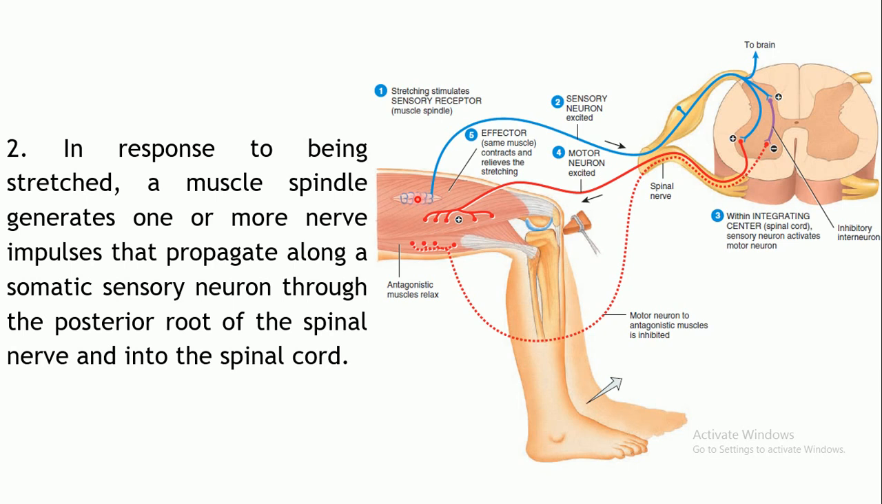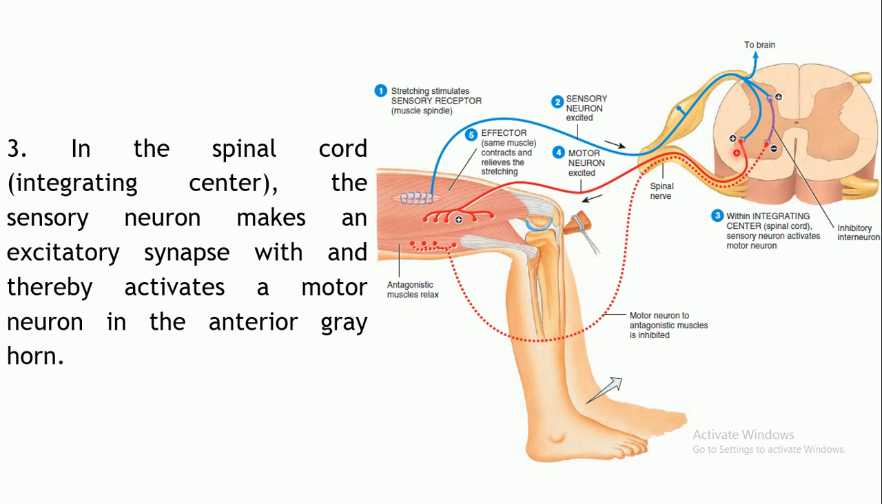So these particular nerve impulses which are generated are carried by the somatic sensory neurons towards the spinal cord. So it will enter the posterior root. Remember, the posterior root of the spinal cord carries the sensory neurons. So this will enter into the spinal cord. Now in the spinal cord, this is your integrating center. So here the sensory neurons make the excitatory synapse.